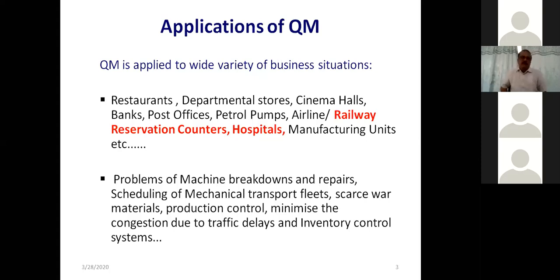In engineering, the problem of formation of queue may arise when some machine breaks down or needs repairs, or proper scheduling is not done, or there is a scarcity of material, or production control is not proper, or optimization is not there between the demand and the server, between the arrival and the server. Then the formation of queue occurs. And in all these conditions, the queuing models can be applied.